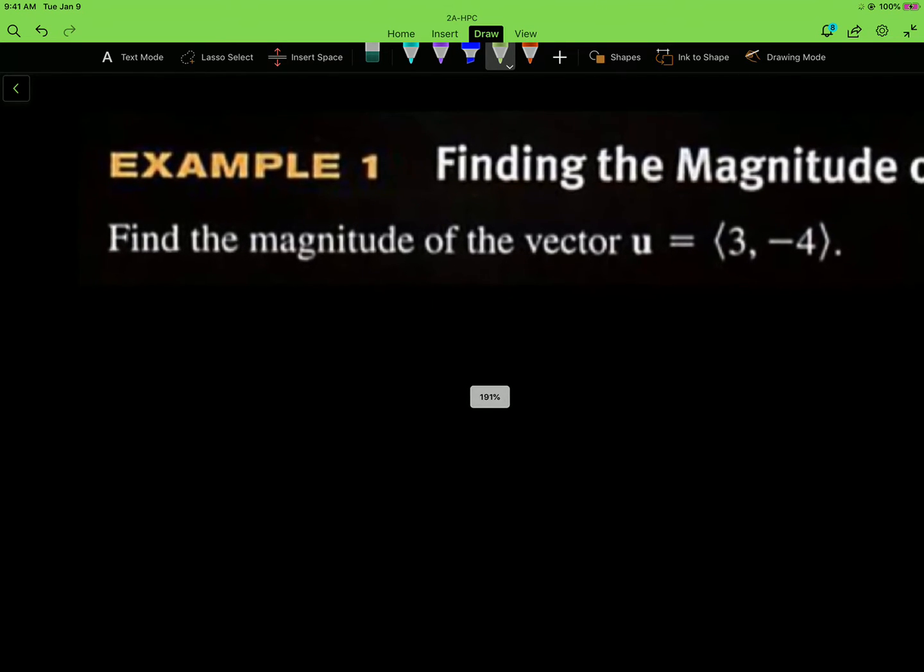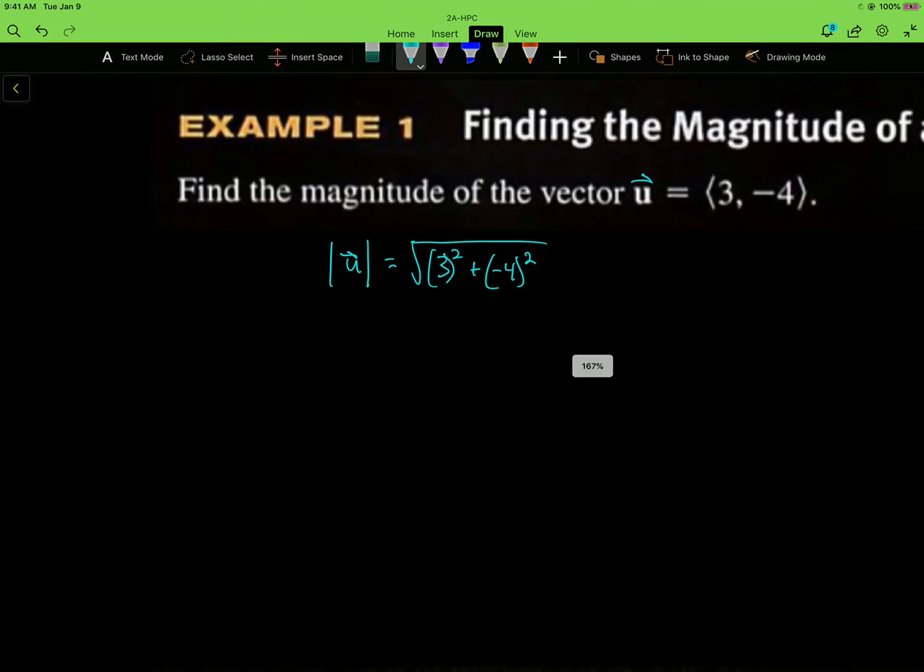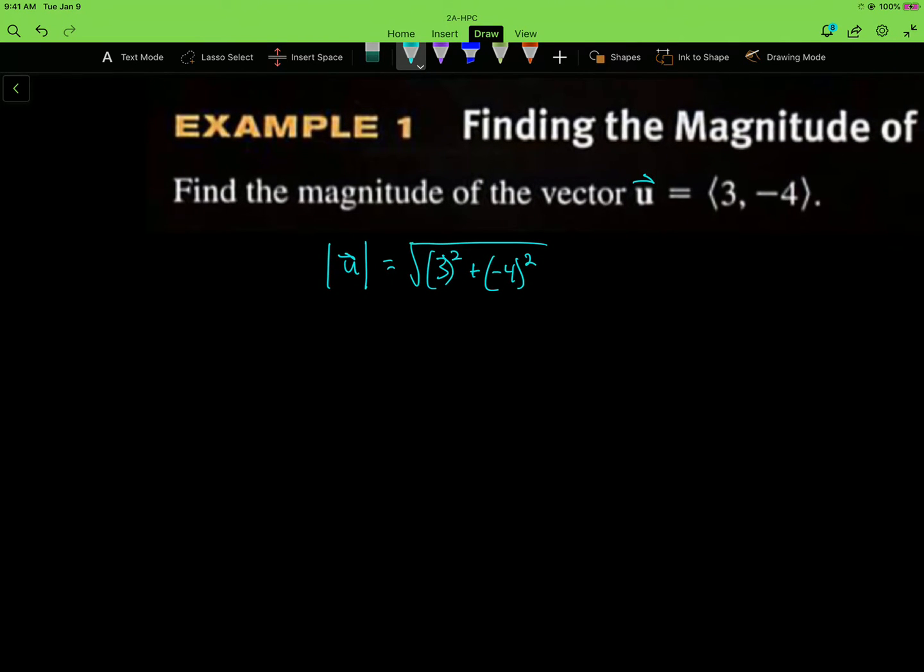Okay, so I don't need to draw out the geometry of it. I will afterwards. But we know our formula here for magnitude. So there's our vector u. It's the same thing as finding the radius in polar coordinates. It's the Pythagorean theorem. So it's going to be the horizontal component squared plus the vertical component squared, and then we square root that answer, because that's equal to the hypotenuse squared, but we just want the hypotenuse, not the hypotenuse squared. So once again, we're basically just doing the Pythagorean theorem here.